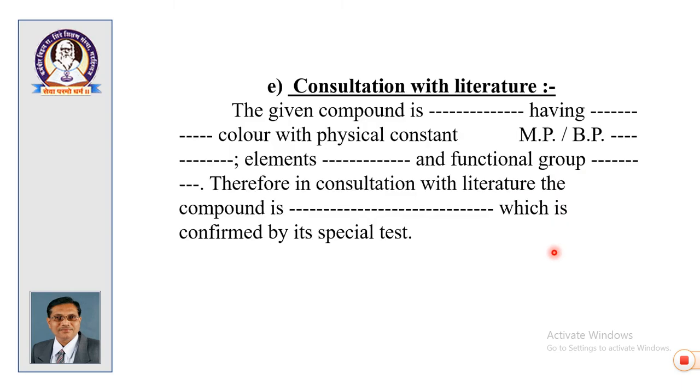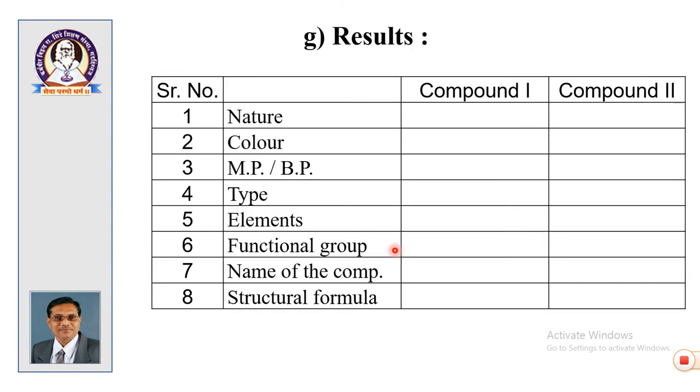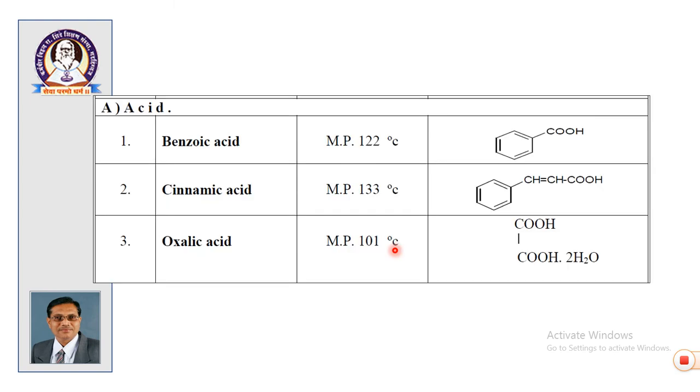After considering all these tests, you write the conclusion. The given compound is acid, phenol, base, or neutral, having elements so and so, physical constant, then elements, functional group, and therefore in consultation with literature the compound is found to be so and so, which is confirmed by a special test. The list of special tests is given at the end of the chart. So, you report the result. This is the list of the compounds. Let us go through it.